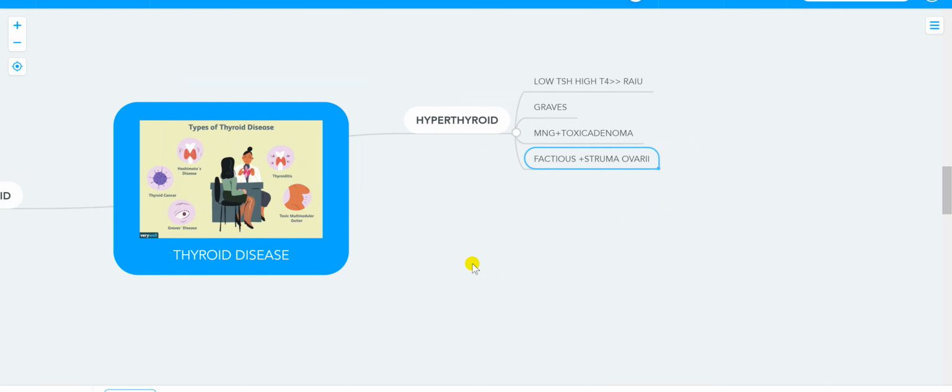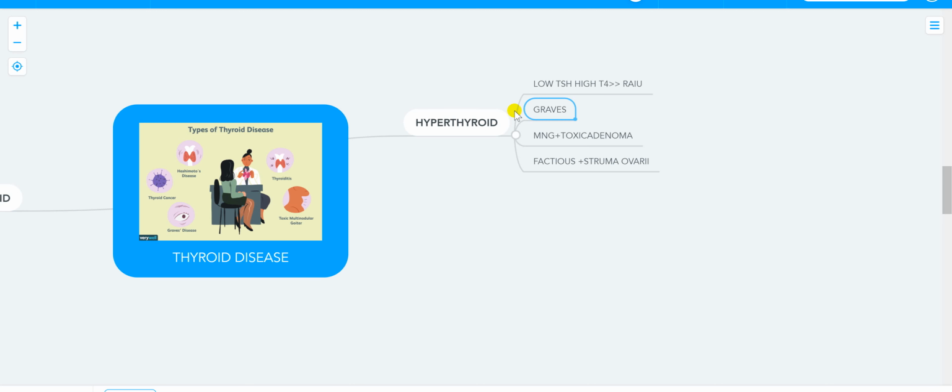It can cause exophthalmos and pretibial myxedema. This is for Graves' disease. And how do you treat it? You treat it with thionamide, PTU, or methimazole. Okay, PTU, methimazole.